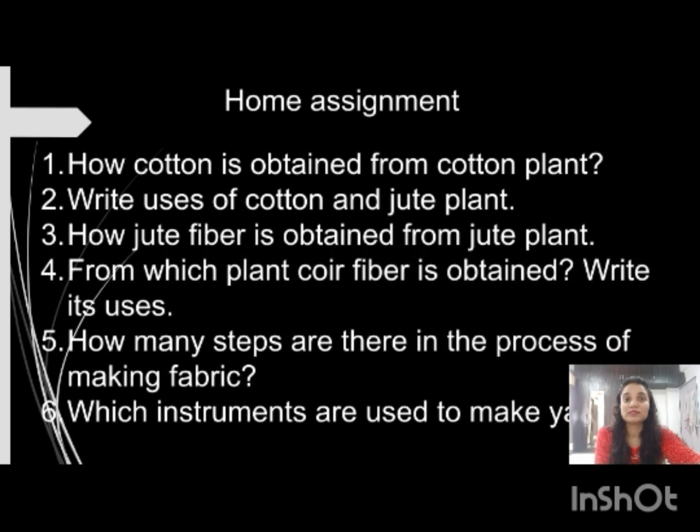Now this is your home assignment. The first question is how cotton is obtained from the cotton plant. Second, write the uses of cotton and jute plant. Third, how jute fiber is obtained from the jute plant. Fourth, from which plant coir fiber is obtained, and write its uses. In the third question you have to write down the process, and in the fourth question you just have to write down the uses and the source of that particular coir fiber.